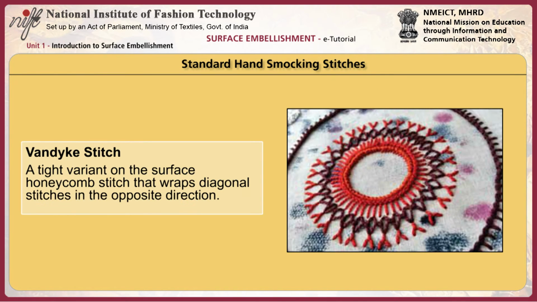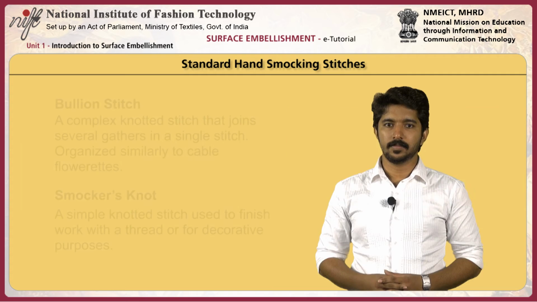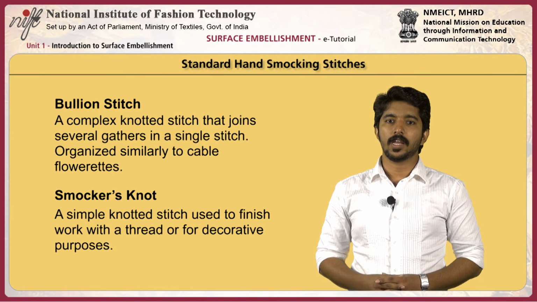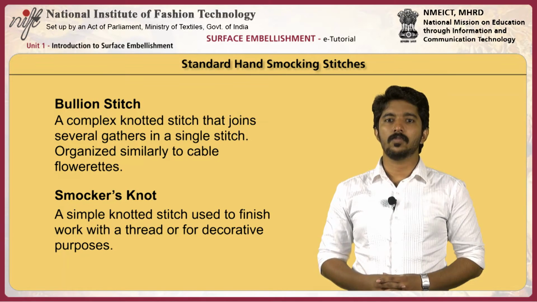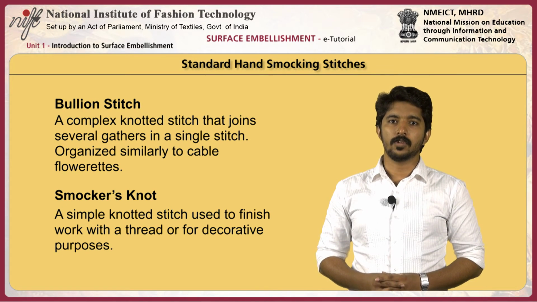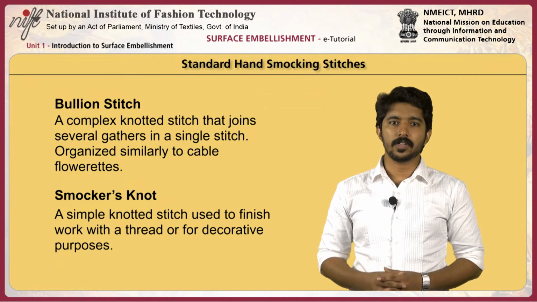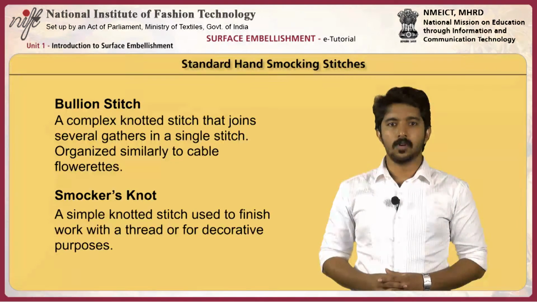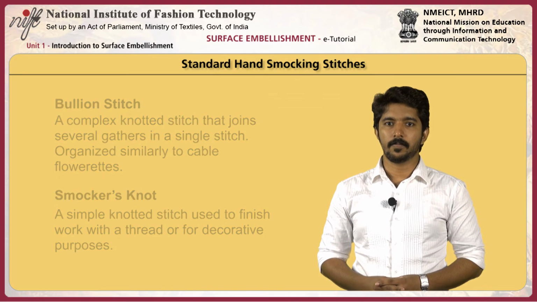Van Dyke stitch. Van Dyke stitch is a tight variant on the surface honeycomb stitch that wraps diagonal stitches in the opposite direction. Bullion stitch. Bullion stitch is a complex knotted stitch that joins several gathers in a single stitch. It is organized similarly to cable florets. Smoker's knot. Smoker's knot is a simple knotted stitch used to finish work with a thread or for decorative purposes.